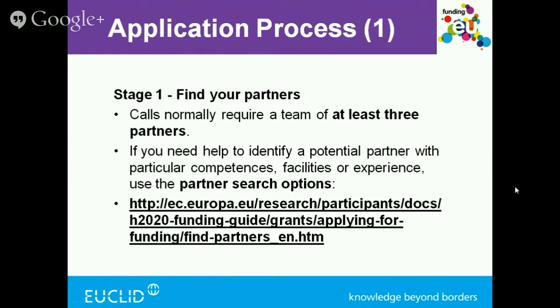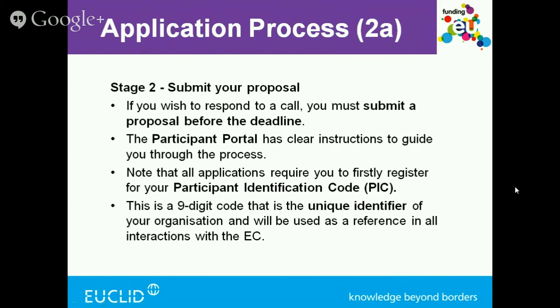Application. Find your partners, require a team, use the partner search options. And there's a summary. I put that document in as well because I found it, which gives you a summary of some partner search options that may also be useful and relevant. Submit your proposal. Clear instructions. You have to get your PIC code. So the ubiquitous PIC code applies here as well as every other program.